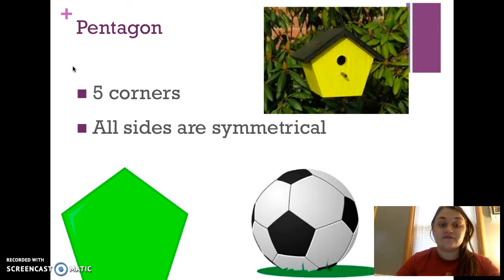A pentagon has five corners and all the sides are symmetrical. I would show the kids the birdhouse at the top and the black spots in the ball, how they all have five sides.